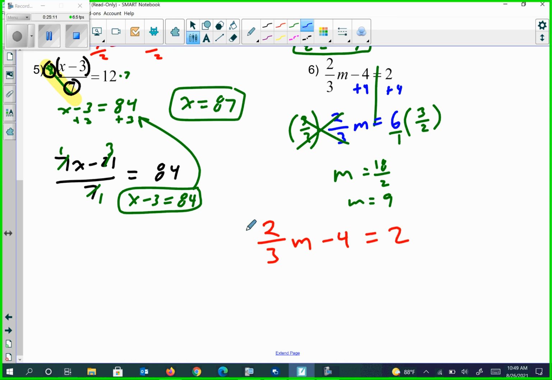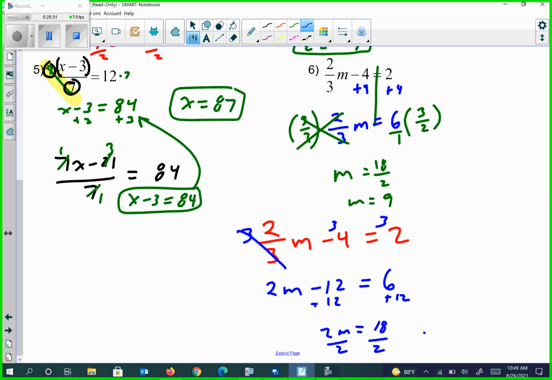Let's clear the fraction. Multiply by 3, by 3, by 3. Agree? Yeah. Those cancel. What do you think? Add 12 to both sides? So you wouldn't do the... oh, wait a minute. Is this and this the same?